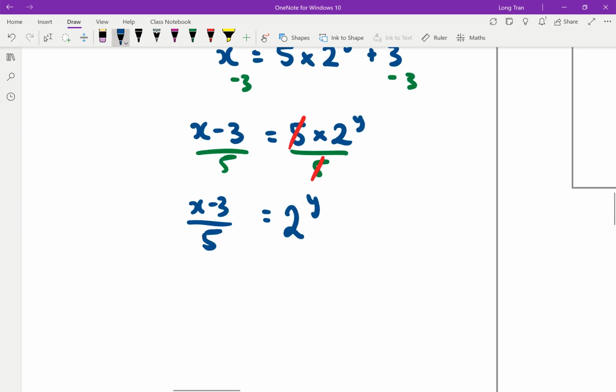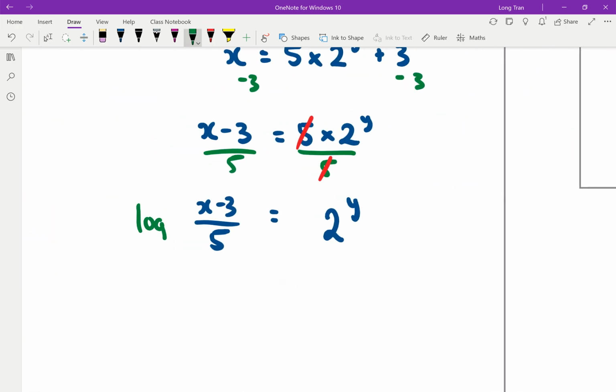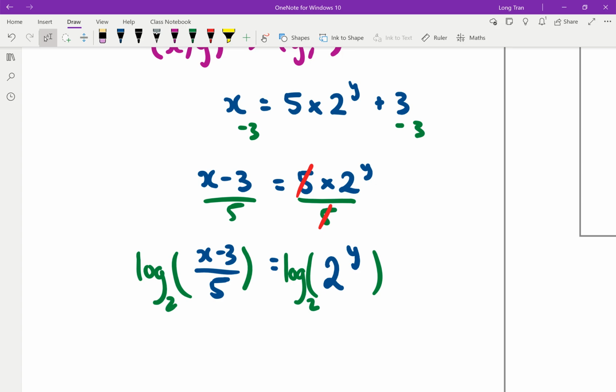And then finally, to get rid of the base 2, hopefully you're used to this idea now. Inverse of operation of exponential base 2 is logarithmic base 2. So I'm just going to move this to a side so they can fit the term log. So I'm going to do log base 2 on the left, and I'm going to do log base 2 on the right. Can you see how everything we've been doing, plus 3 becomes minus 3, times 5 becomes divide 5, and base 2 becomes log base 2.